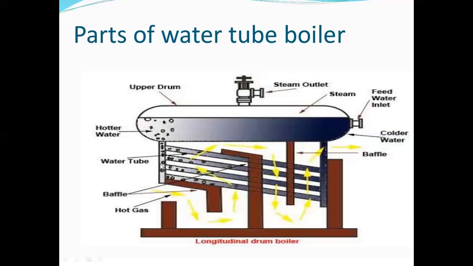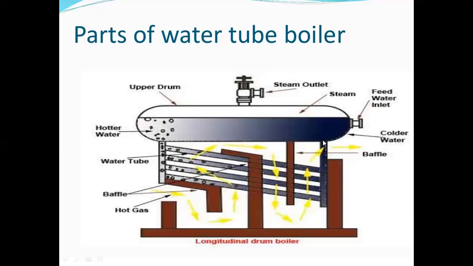These two verticals are the headers. This is the downtake header and this is the uptake header. These two headers are connected with inclined tubes. So these are the tubes.